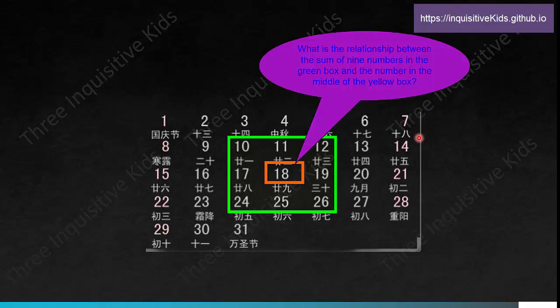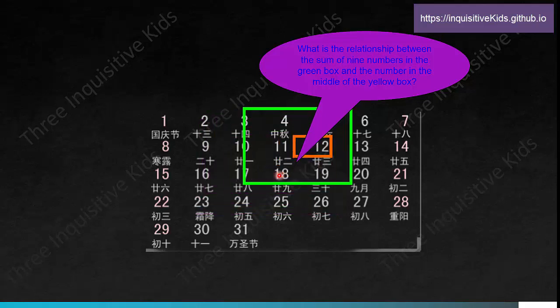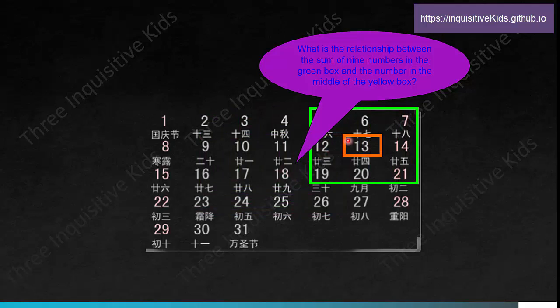Here comes the question. What is the relationship between the sum of the 9 numbers in the green box, so all of these numbers including 18, and the number in the middle of the yellow box? It says yellow, but it's actually orange. So what is going to be the sum of everything? 162. And the pattern we found should also apply to 5, 6, 7, 12, 13, 14, 19, 20, 21.